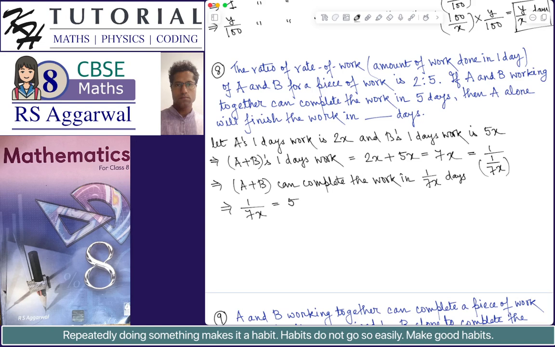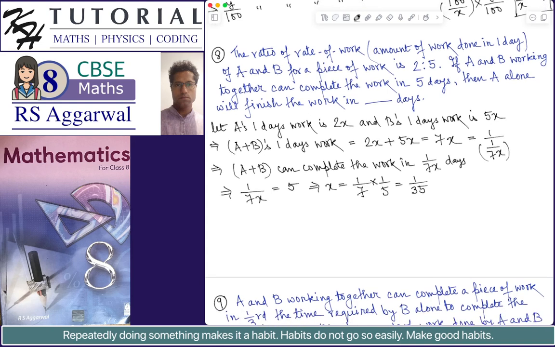1 by x, so this implies that x is equal to 1 by 7 multiplied by 1 by 5, which is equal to 1 by 35. So x is equal to 1 by 35. Okay. So now it is asking then A alone will finish the work in how many days?